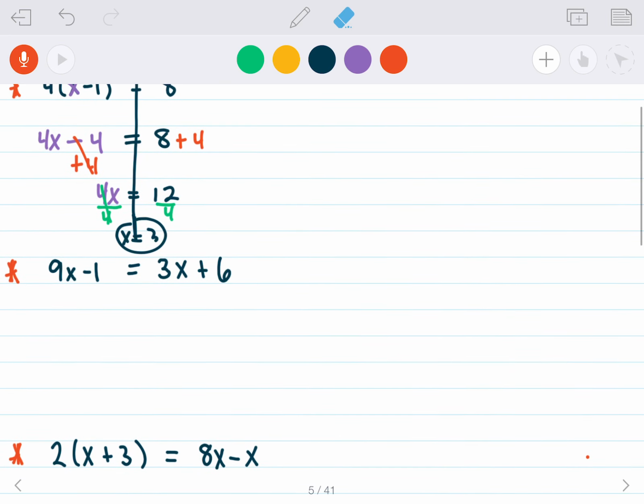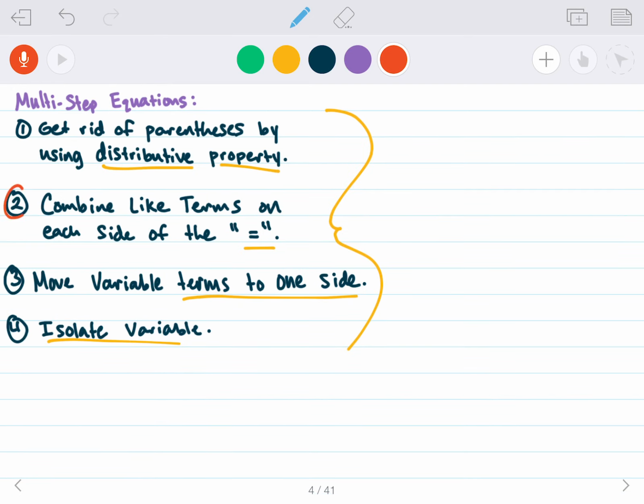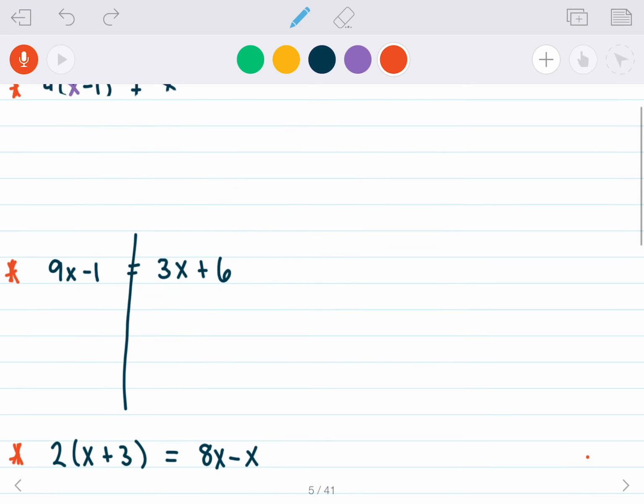So first step, get rid of parentheses. There's no parentheses to get rid of. So we move on to the second step. Combine like terms on each side of the equal sign. Well, on this side, do we have like terms to combine? Nope. Do we have like terms to combine over here? Nope. Again, this was step 2 that we're looking at. We're trying to see if there's stuff to combine on the same sides, and there's not. So we move on to step 3, which is get the variables on one side, get the constants on the other side.